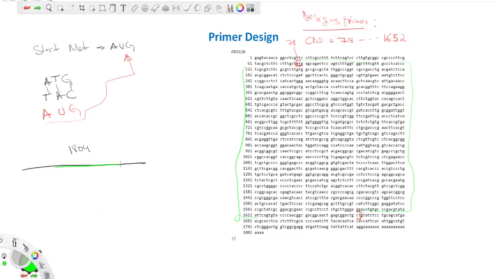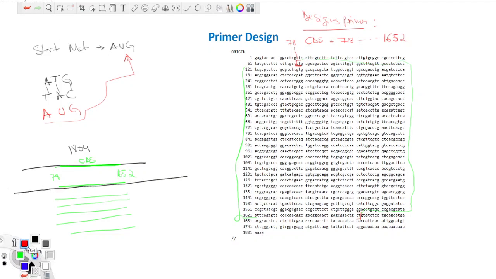All right, so this is my CDS, my coding region, as we said, from 78 to 116.52. I want a PCR that is going to create multiple copies of this region. Of course, if I want that, I would have to design primers, and those primers would have to anneal to the beginning here and the downstream part here as well. How do I go about it?